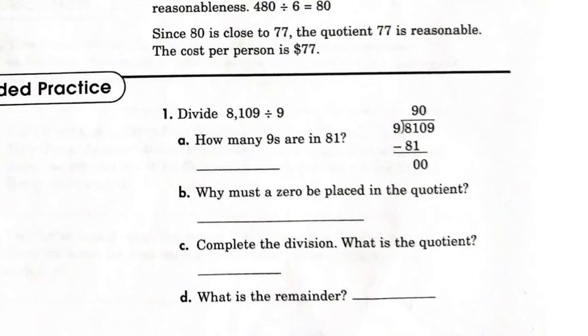So when we are taking 8,109 divided by 9, how many nines are in 81? Well, 81 divided by 9 is 9. Why must a 0 be placed in the quotient? Well, it's called a place holder. It says complete the division. What is the quotient? So over in this problem, I've done my 0. I used it as a place value.